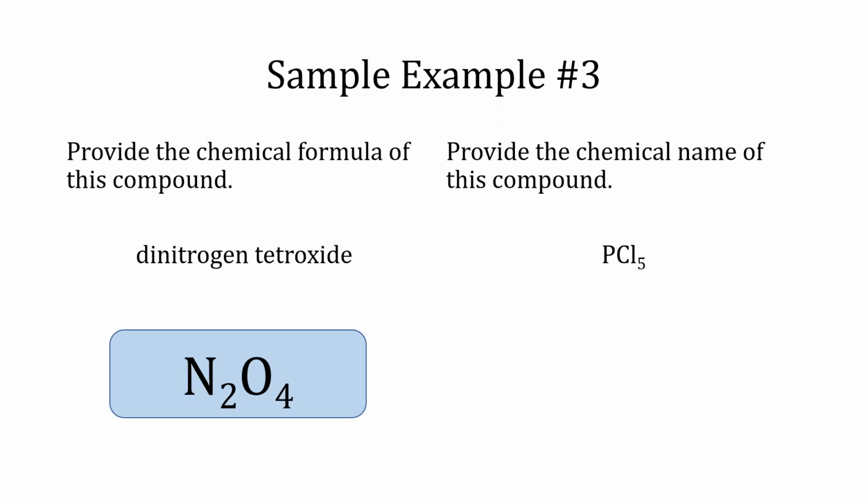Five, as the subscript indicates, the prefix penta, and Cl is the element symbol for chloride, and since it is in the anion row, thus the name of this compound is phosphorus pentachloride.